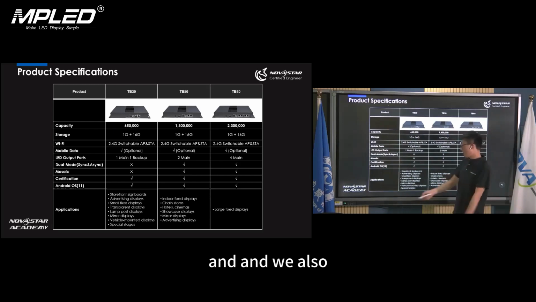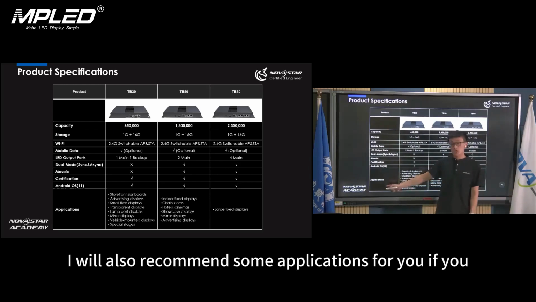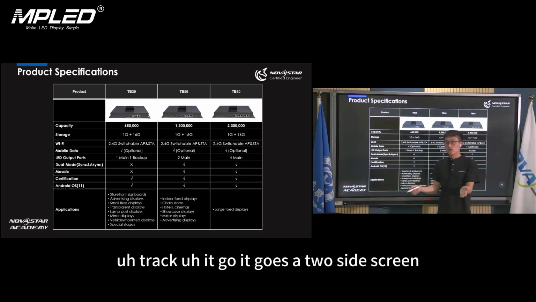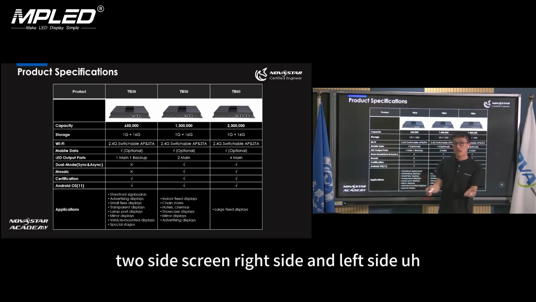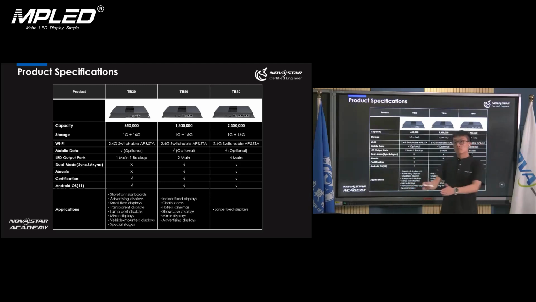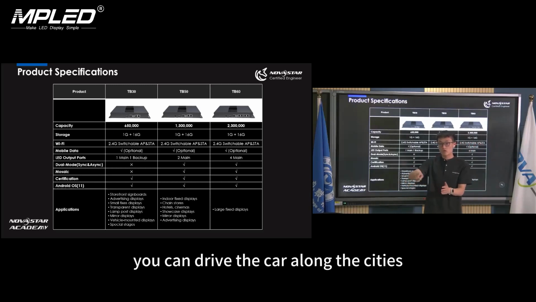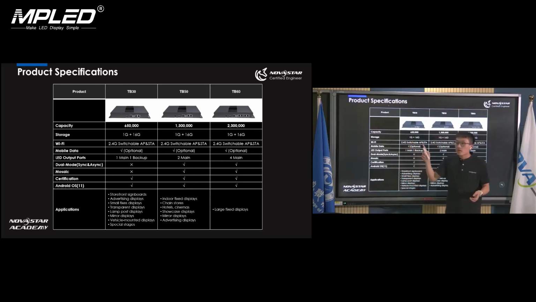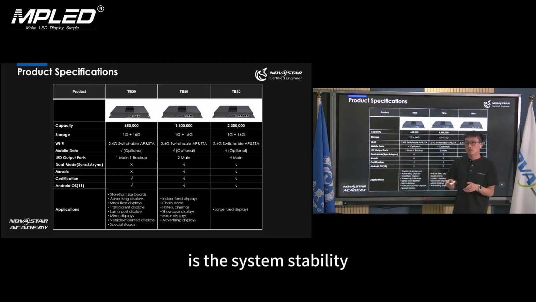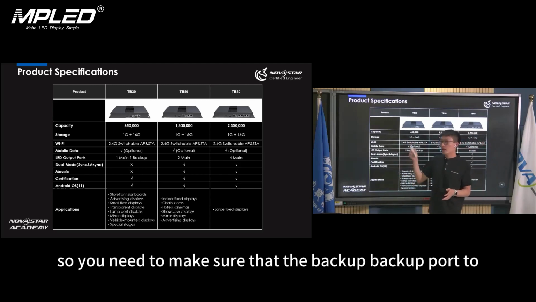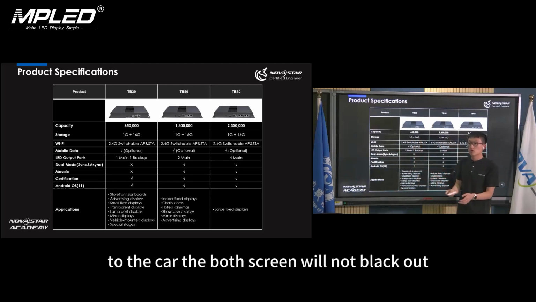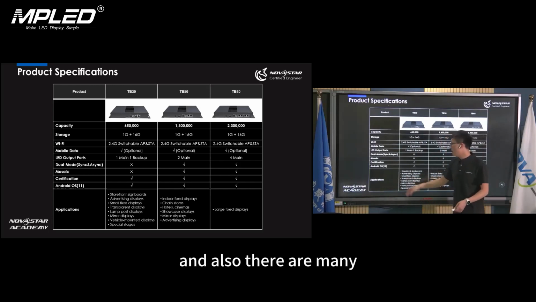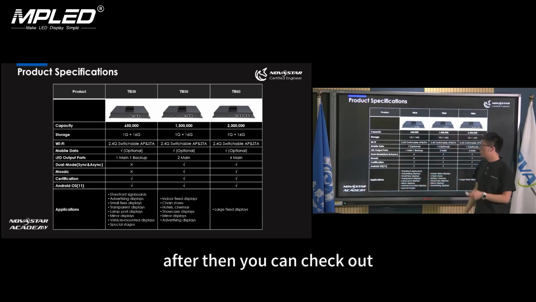And I will also recommend some applications for you. If you have a truck, it has a two-side screen, right side and left side. This project is for advertising, you can drive the car along the cities, and the most important thing for the car is the system stability. So you need to make sure that with the backup power to the car, both screens will not black out. And there are also many other recommendations. After that you can check them out.